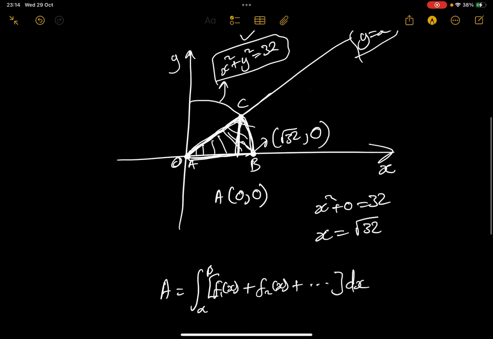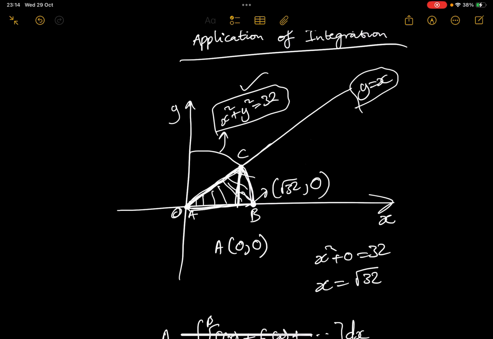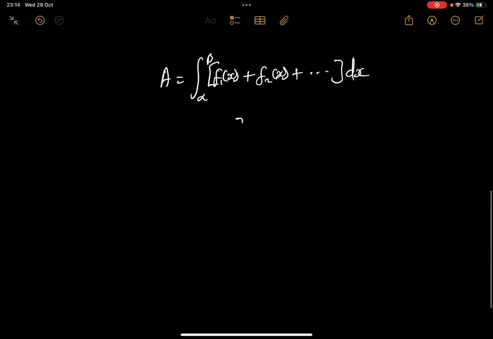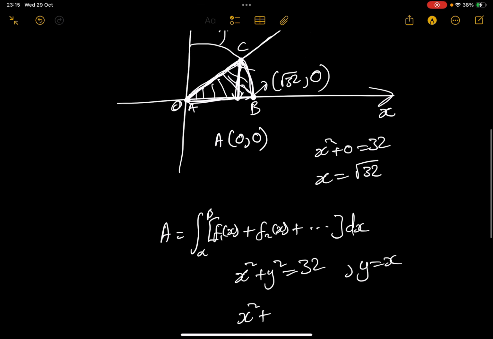C is the intersection between the equation of the circle and the line y equals x. So where there is y in the equation of the circle, we are going to substitute x because they're intersecting. So we have x squared plus y squared equals 32, and we substitute y equals x. The reason I'm substituting x is because we're looking for this x value.